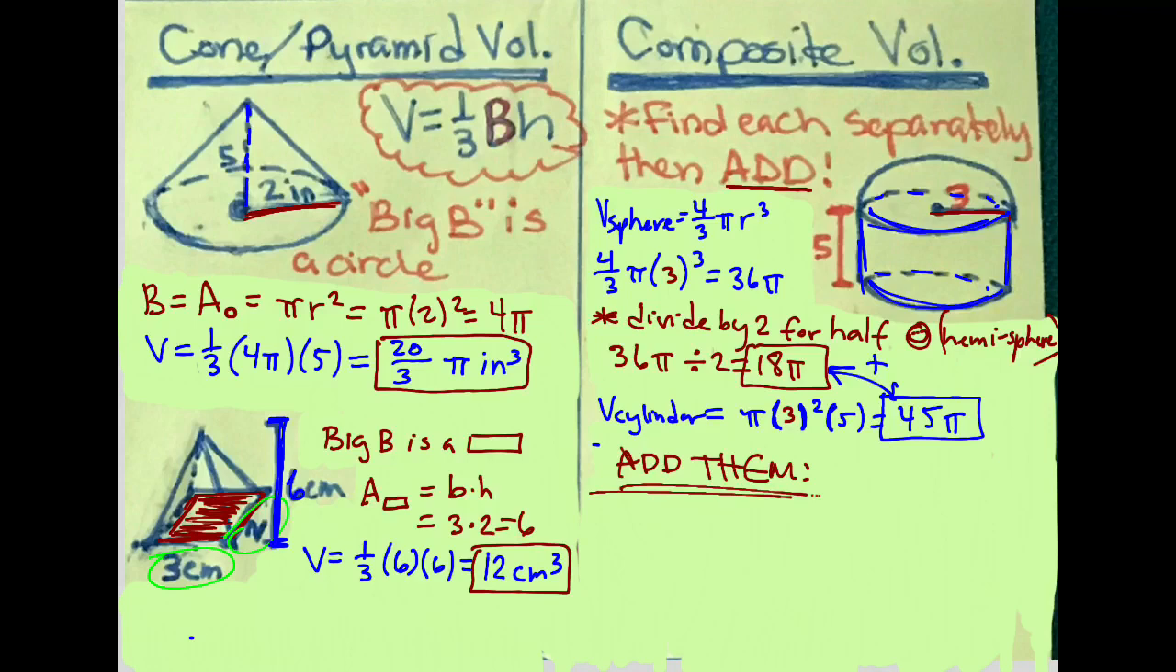And so we're really doing the 18 pi plus the 45 pi, and then we should get that equals 63 pi. And then we don't have any particular units, so we can just put the word units cubed. So that's our final answer for our composite volume. So the key here is whenever you have 2 volumes stuck together, you find them separately and then you just add. Don't make it rocket science.